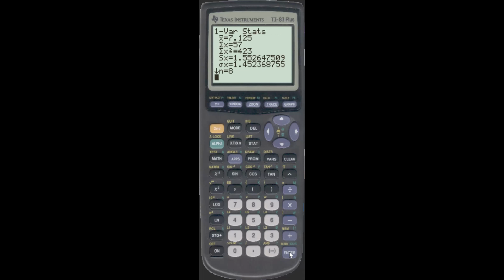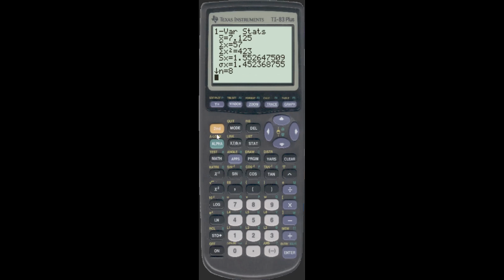How did you get to that page again? It's under stat edit, which is how you edit the list. That was the first thing. And then stat calc under the calc menu, 1 var stats, 1 variable stats. Enter. Yours probably has a few options, but you're just going to use list 1. If you've entered the data, I'd like to confirm that you got the same x bar value. Yes. So that's what you need: x bar 7.125.